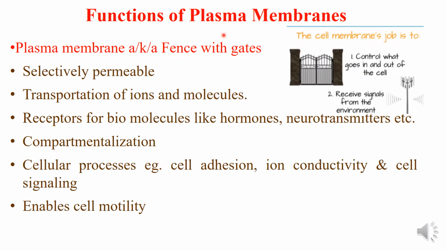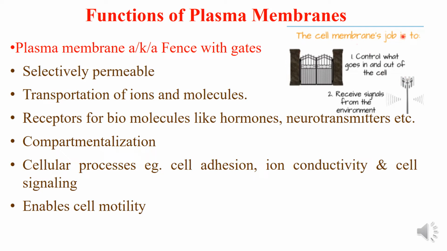So we'll begin with the functions of plasma membrane. Now plasma membranes are also known as fence with gates. So if you imagine a big college campus which has a gate, the whole boundary of the campus you can imagine as a cell membrane, and the gates are the ones that are allowing ions and material to move in and out of the cell.